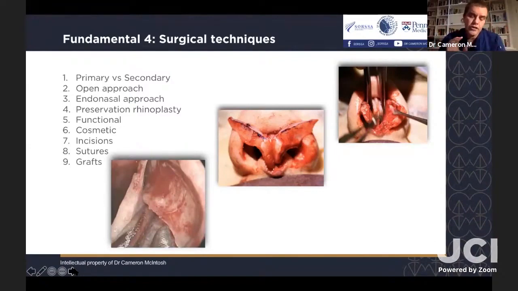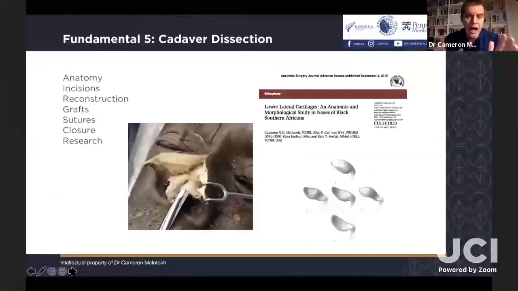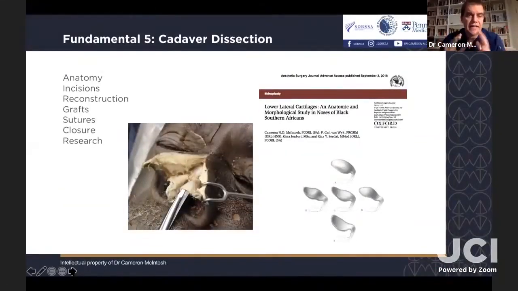So we've learned that you're part of a family to start off with. Then you need to know your anatomy and your physiology. You need to know the pathology of what you're going to deal with. Then you need to learn what the surgical techniques are. And once you have that book knowledge, now you're actually starting to get your hands onto something, and that is cadaver dissection. And I cannot stress to you how important cadaver dissection is.